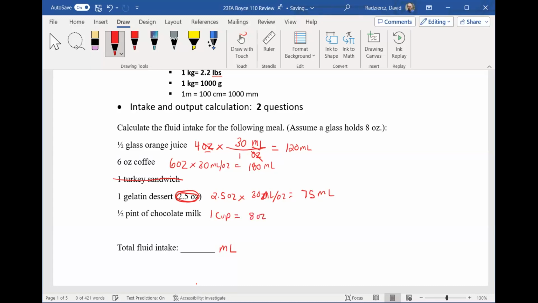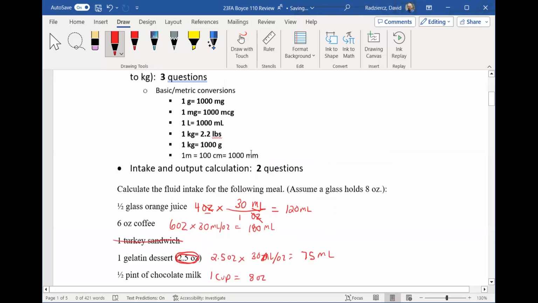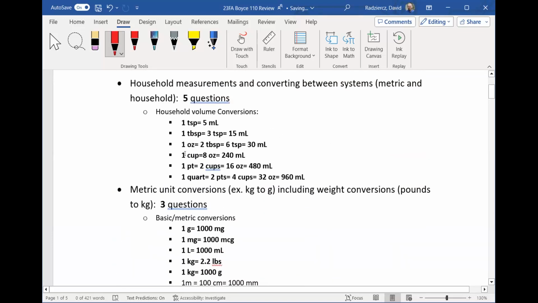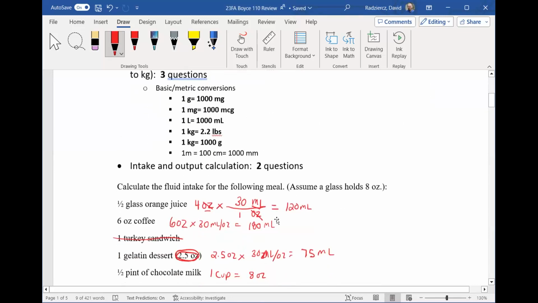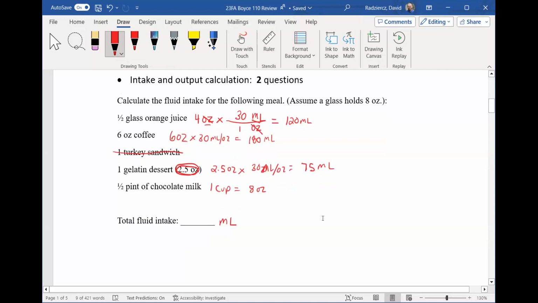And again, you might be wondering, well, how do I know that so quickly? It's because I have these things memorized, right? So 1 cup is 8 ounces, it's 240 milliliters. A pint is 2 cups, so a half pint would be 1 cup. Again, these are things you have to know off the top of your head when you are doing these things. So 1 cup is 8 ounces, which is 240 milliliters.